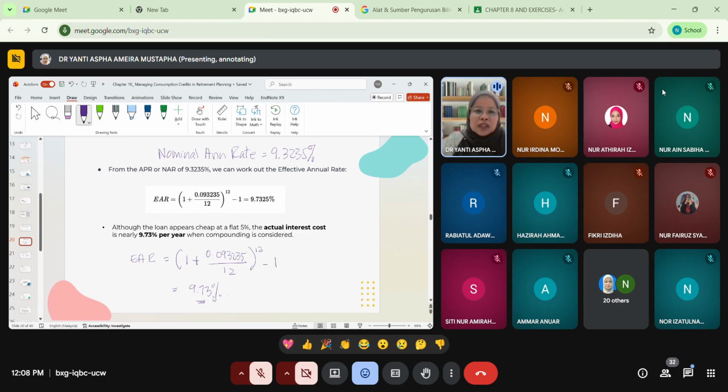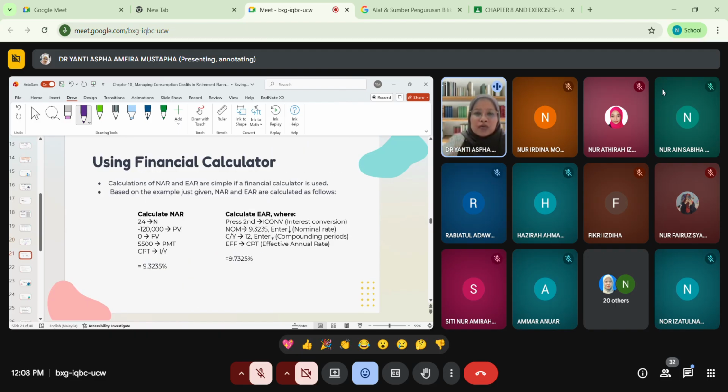So whichever way you take, the interest is actually 9.73%, although when we sign it, it is 5%. So that's basically the difference between effective rate and annual rate. You can also use this calculator, your financial calculator. It's just that you have to use it to calculate the EAR.